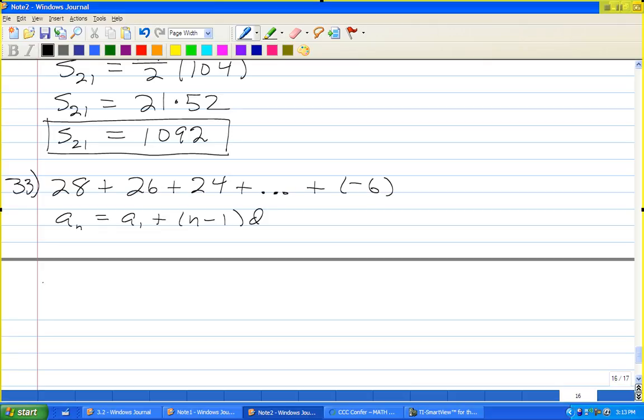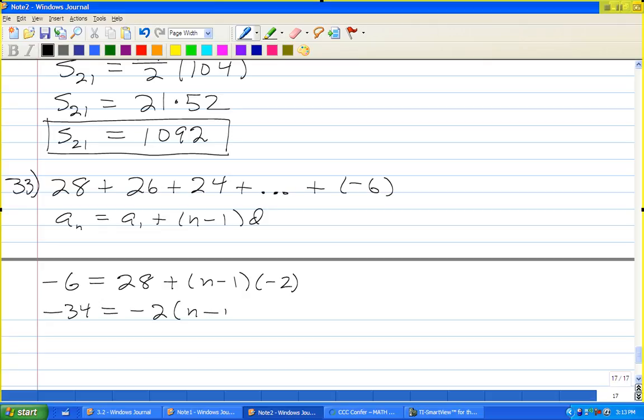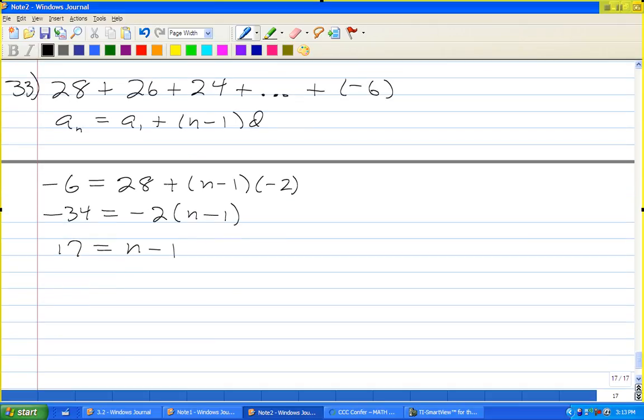So to find the position of the last term, I'll just set an equal to -6. The first term is 28. Notice that you're always subtracting 2 to go from 28 to 26 to 24. And so the common difference is -2. Subtract 28 from both sides of your equation. Divide by -2. Add 1 to both sides of your equation. And so there are 18 terms in the sequence.